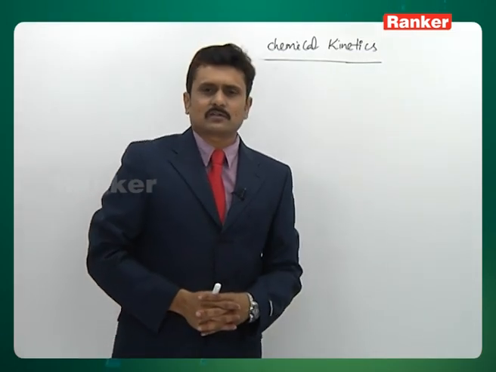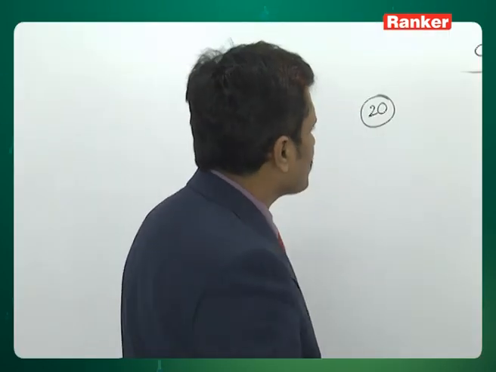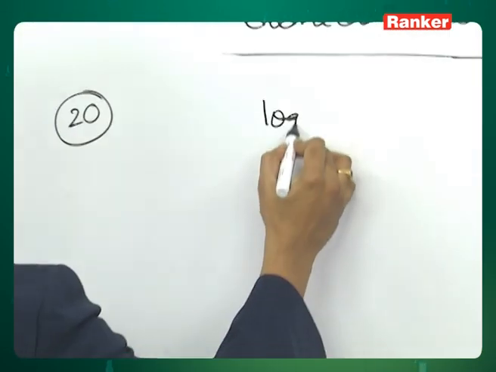The specific rate constant for the decomposition of formic acid is 5.5 into 10 to the power minus 4 second inverse at 413 Kelvin. Calculate the specific rate constant at 458 Kelvin if the energy of activation is 2.37 into 10 to the power minus 4 calorie per mole. So, in this case we have once again the Arrhenius equation.